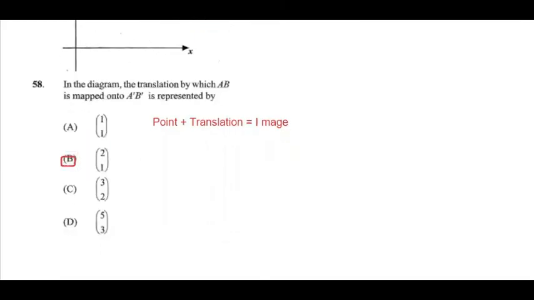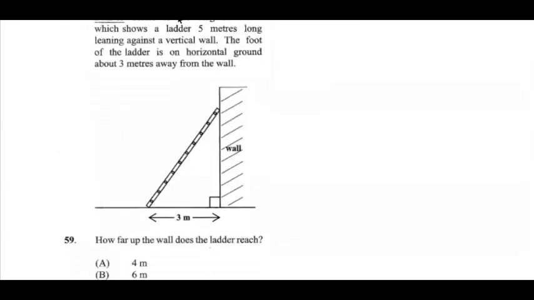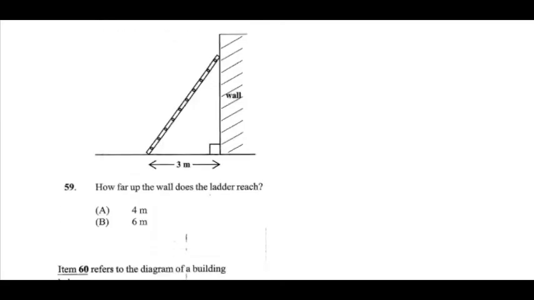And we are moving nicely along. 59. This was repeated on the 2011 paper that we just did, but it was given in a worded description on that paper, and now they gave you a diagram on the 2015 paper, which should even make things easier. So we're looking for how far up the wall the ladder reaches.